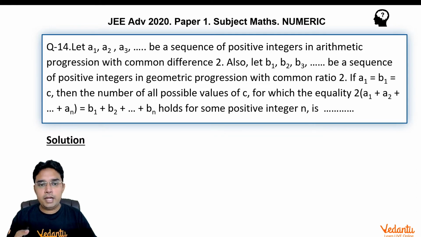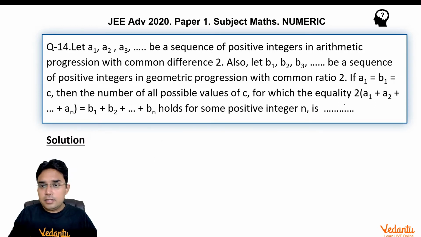Let a1, a2, a3 and so on be a sequence of positive integers in AP with common difference 2. Also let b1, b2, b3 and so on be a sequence of positive integers in GP with common ratio 2. If a1 equals b1 equals c, then the number of all possible values of c, for which the equality, on the left hand side they have given 2 times the sum of n terms of the AP, on the right hand side the sum of n terms of the GP, holds for some positive integer n, is. Let us see how to solve this question.